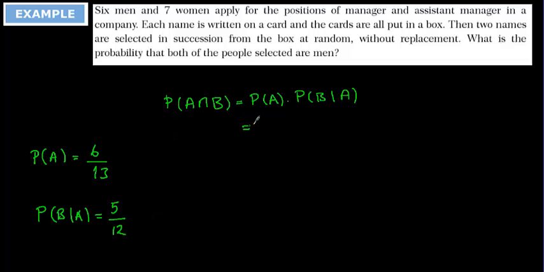So the probability of A times the probability of B given A is equal to 6 over 13 times 5 over 12. If we simplify 6 and 12, this is going to be 1 and this is going to be 2. 2 times 13 is 26, and 5 times 1 is 5, so 5 over 26 is going to be our answer. Okay, let's see the next one.